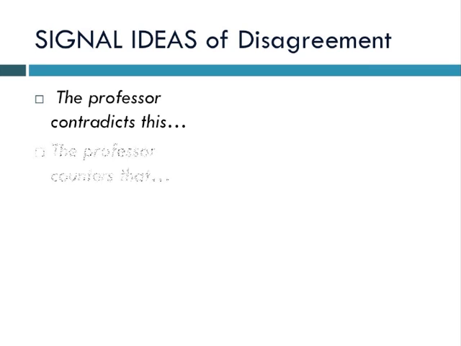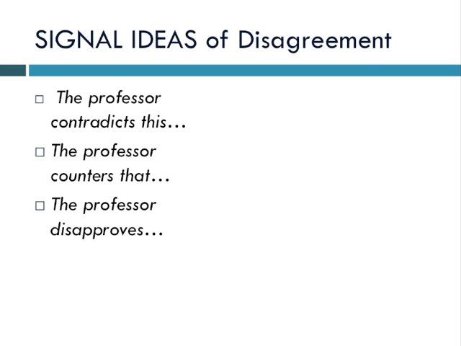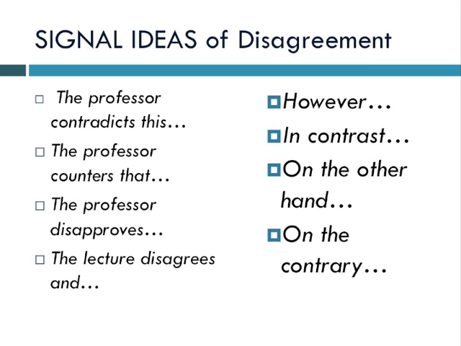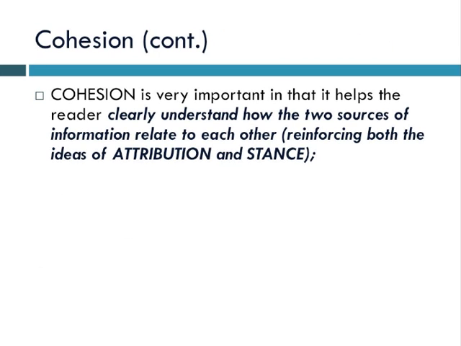You could say the professor contradicts this, or the professor counters that, the professor disapproves, the lecture disagrees, and you may even want to think about using some of these other types of words to reinforce that stance. However, in contrast, on the other hand, or on the contrary. Use of these particular signal ideas will help demonstrate to the evaluator that you understand both the idea of stance and of attribution, because you understand how the sources are relating to each other.